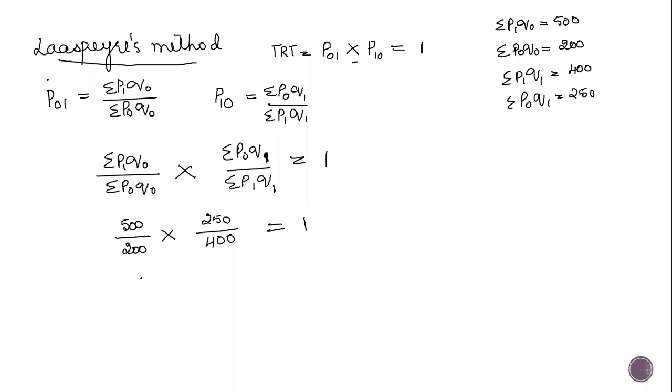Hello, are you all there? 2.5. Okay, into 250 divided by 400, how much will you get? 0.625. Okay, multiply 2.5 into 0.625. What is the answer? 1.5625. So will it satisfy this? Is it equal to 1? It is 1.5, that means it is about 2.